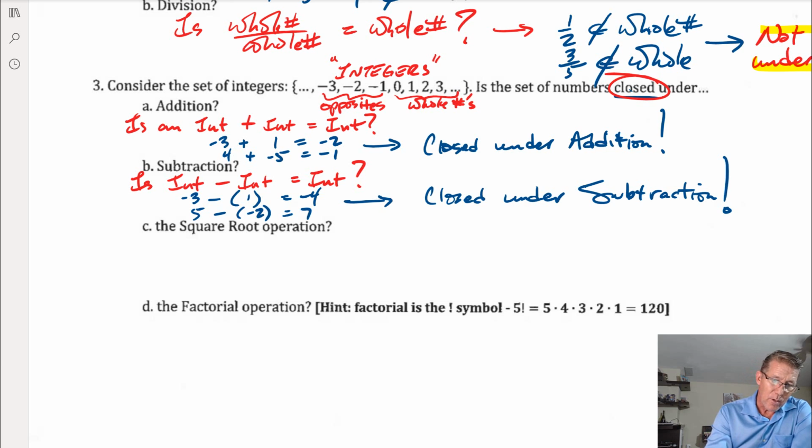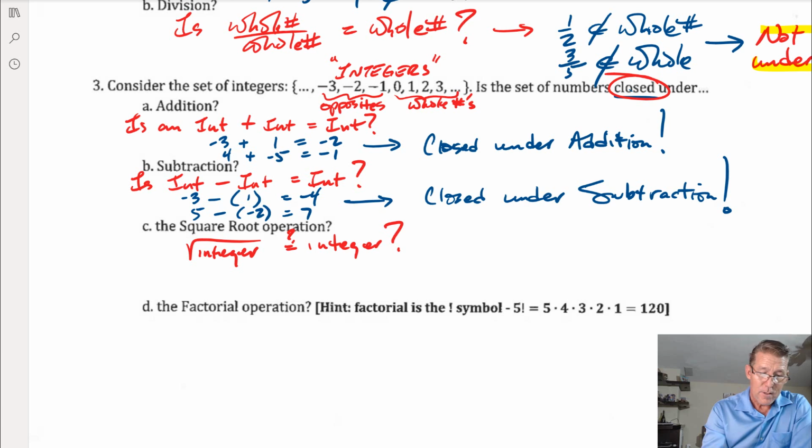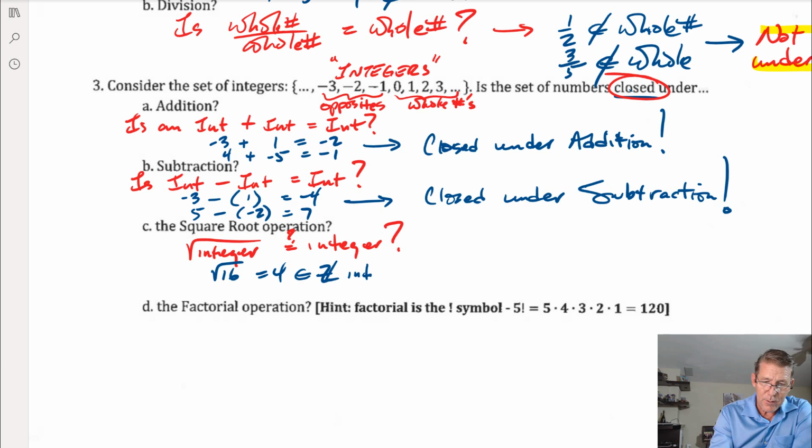All right, but not the case for the square root operation. Here, if you square root an integer, is that always equal to an integer? And the answer is that it's sometimes true, which means it's not closed. Like if you square root 16, you get 4. Okay, that's an integer. Remember, Z means integer here. If you square root 25, you get 5, and that's an integer too.